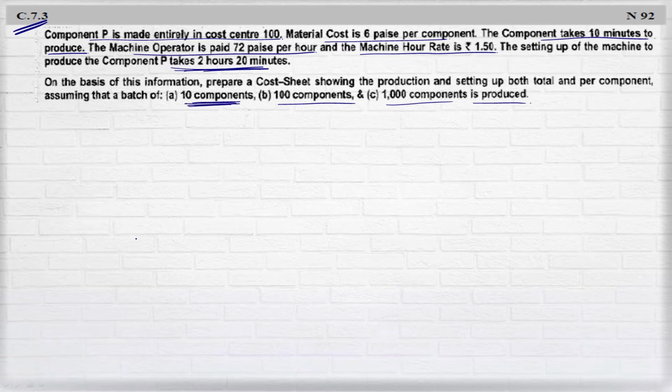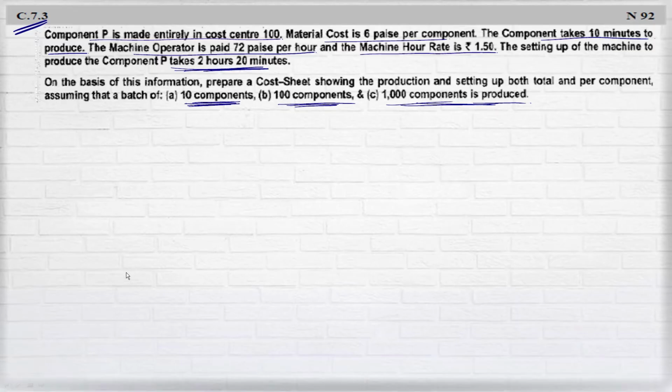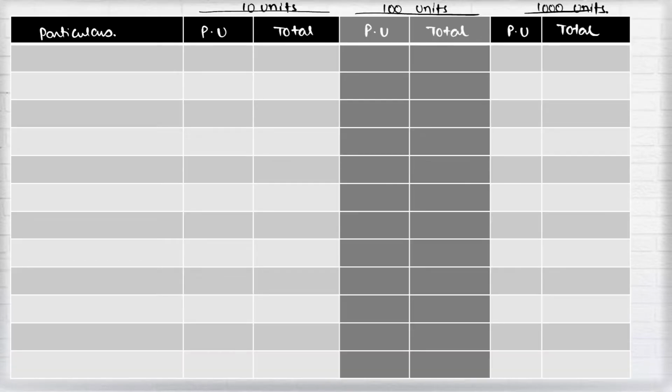If 10 components are manufactured at a time, then what will be cost per unit of this particular thing? If 100 components are manufactured, if 1000 components are manufactured, we need to find out the answer. First, let us do with 10 components. If we are manufacturing 10 units at a time, first try to understand, we will be incurring two types of cost. One is setup cost, another is manufacturing cost.